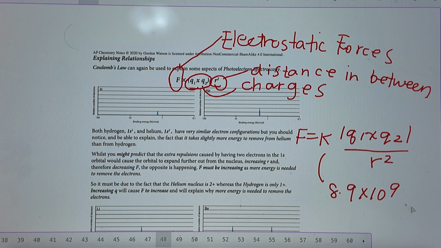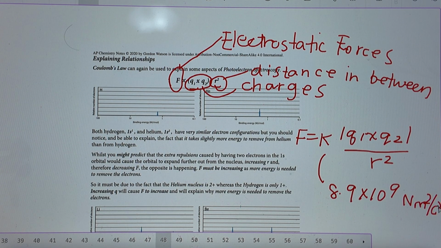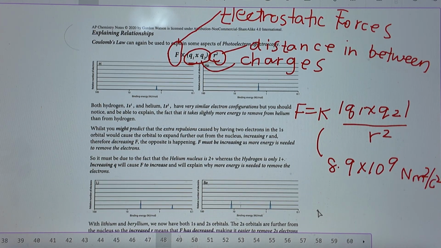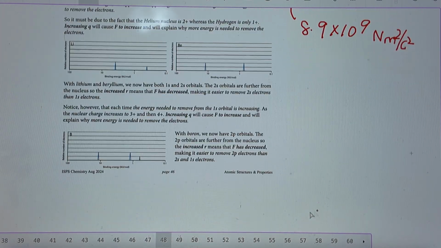And I believe it is nanometers squared over C squared. Okay, so we can calculate that. We will have to calculate that in this lesson. So let's move on. Let's move forward.